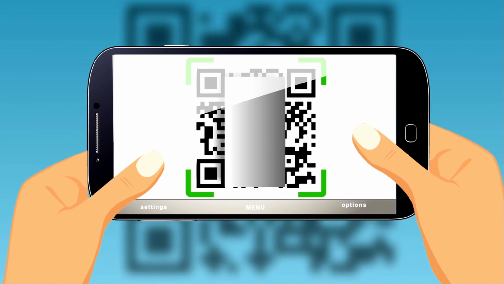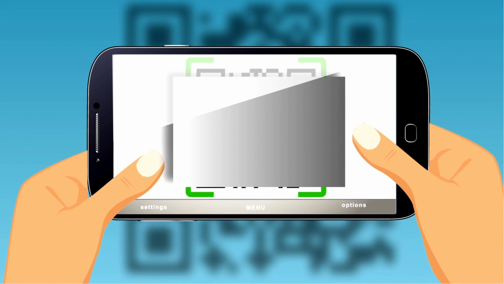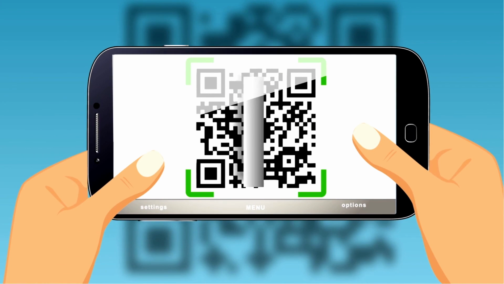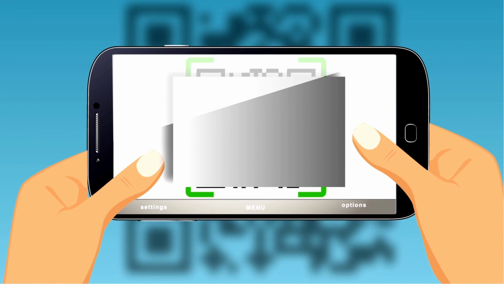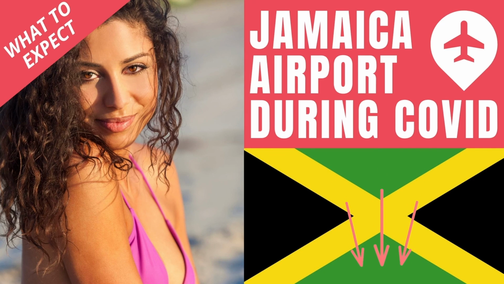If your application is approved, please be reminded that you will be required to show the travel authorization barcode at check-in, whether in print or on an electronic device. Also, you will need to present the travel authorization barcode with your travel documents at the Jamaican airport. And it just gets better. To find out what to expect at the Jamaican airport during COVID-19, please see our informative airport video. You will find the link in the description below.